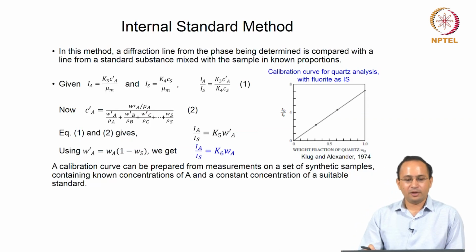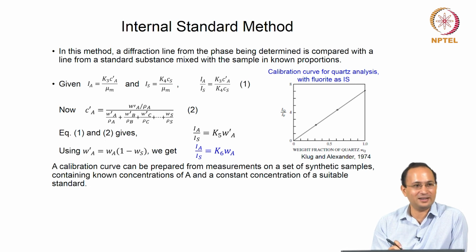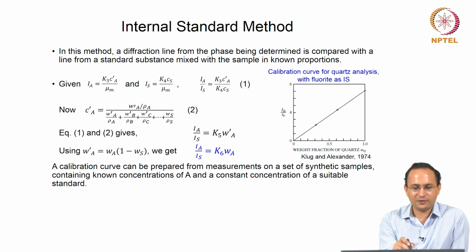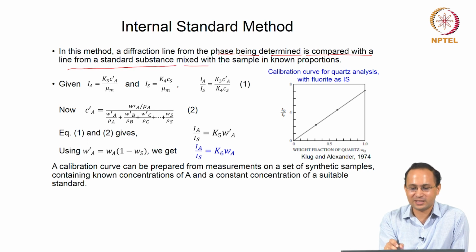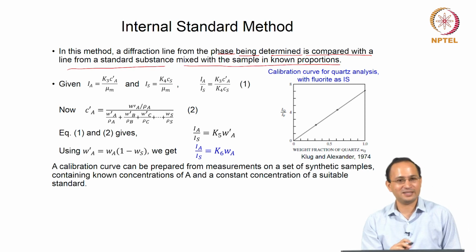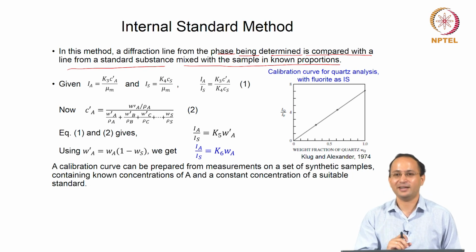Okay. Now, we will come to the internal standard. Now, we are talking about a standard which is used internally, which we can use to spike the samples. We can add it into the sample, right. Then you can understand the difference between external and internal. So, here we are mixing the standard with your sample. In this method, a diffraction line from a phase being determined, which we want to determine, is compared with a line from a standard substance mixed with the sample in known proportion. In this case you know how much you are adding. So, you know the standard, and you know how much you have added to your sample.